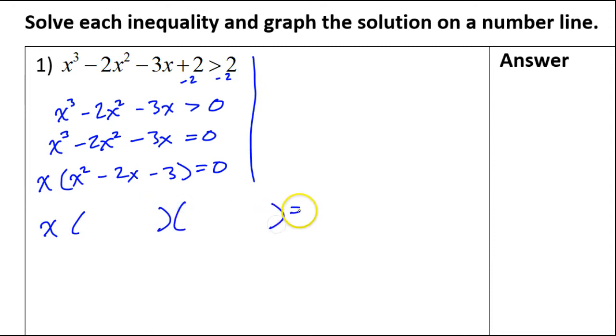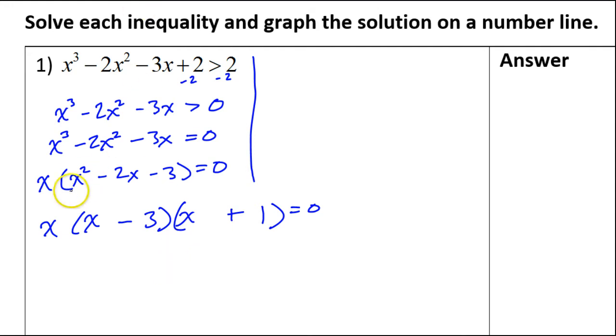If I can factor this, then x squared can only be x times x. 3 can only be 3 times 1. Inner plus outer must equal the middle. Inner I have 3x, outer I have 1x. The middle is negative 2x. If I had a negative 3x and a positive 1x, that would give me negative 2x. So that will happen if I have a negative 3 here and a positive 1 here. Also, negative 3 times positive 1 is negative 3, so we have factored it correctly.